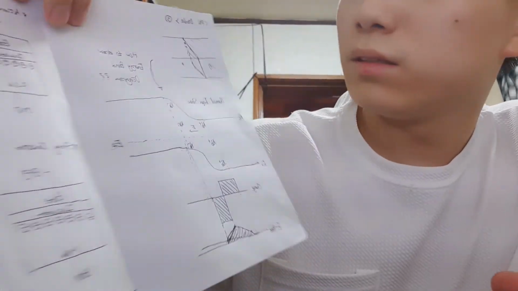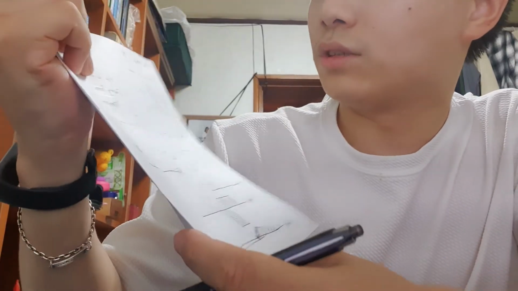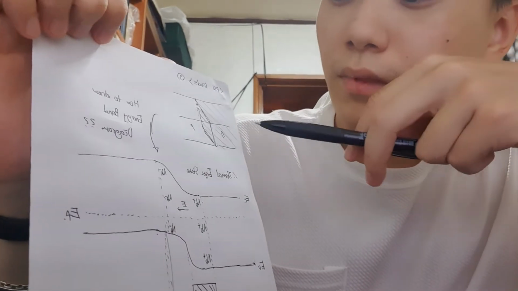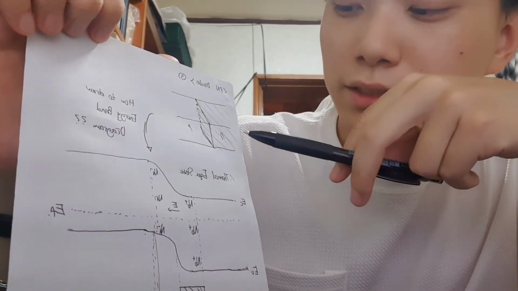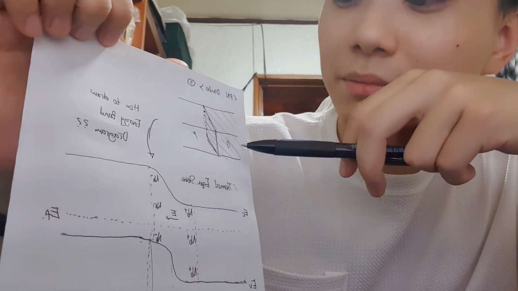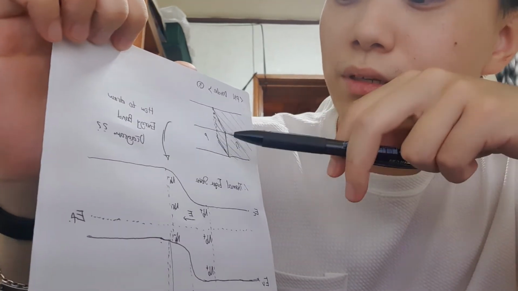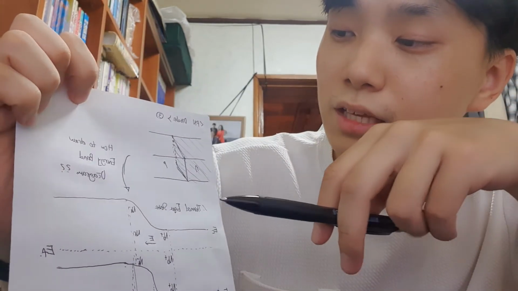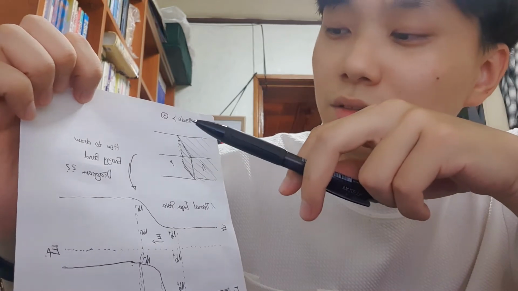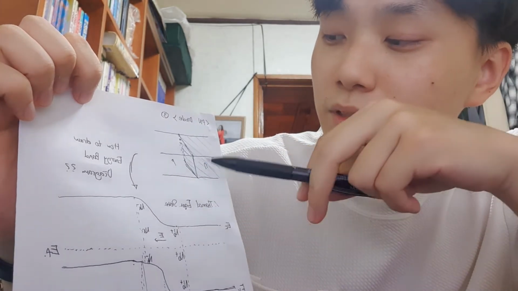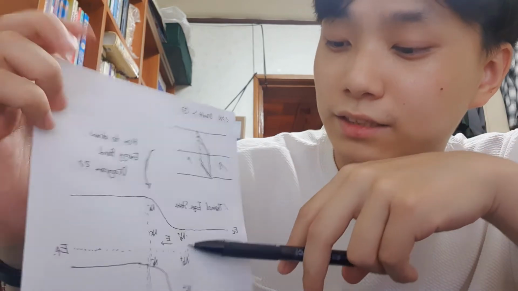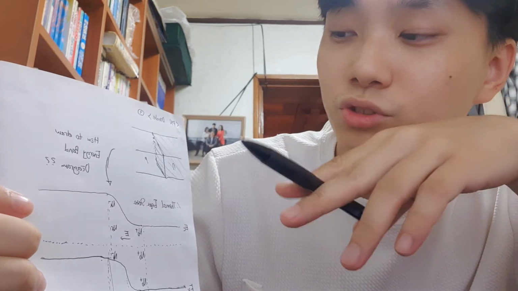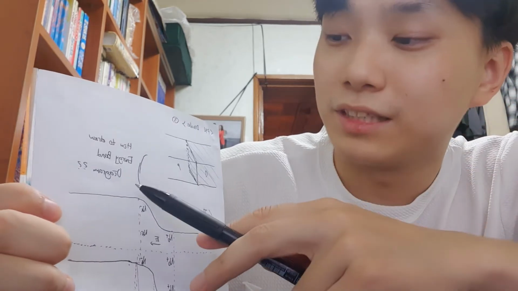Next, you can see a PN diode here. A PN diode means an N-type semiconductor and a P-type semiconductor are connected to each other, and then we can draw an energy band diagram like this. Now let me tell you how to draw the energy band diagram.